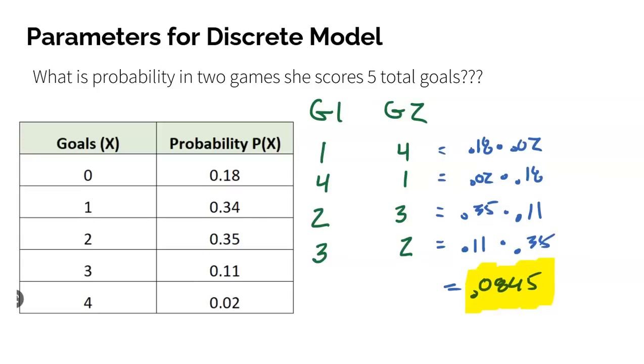You got to really think about outcomes there and the different types of outcomes and how game 1 is different than game 2, so you can't just do 1 and 4. You got to do 1, 4, or 4, then 1. So hopefully that makes a lot of sense.